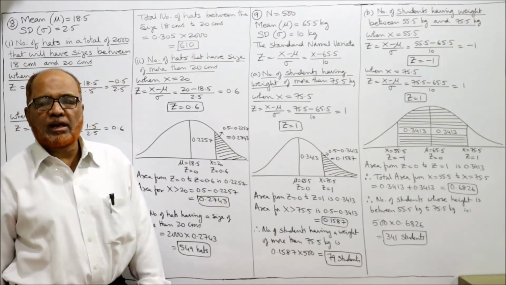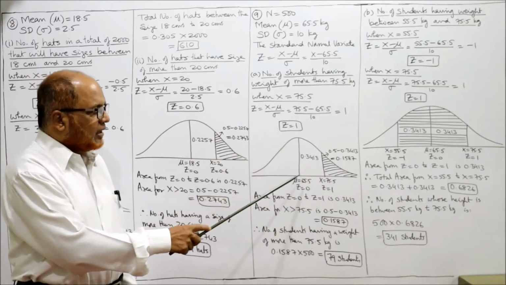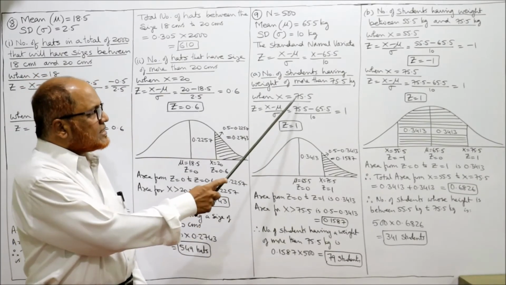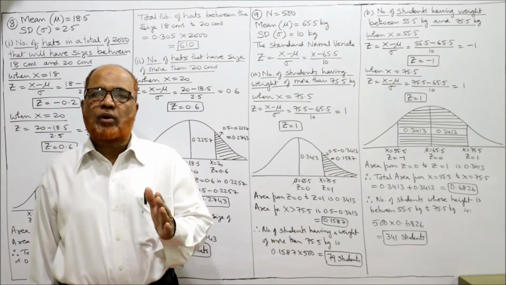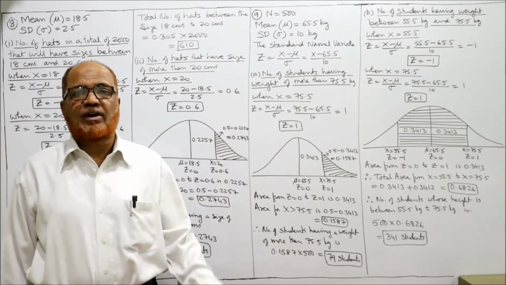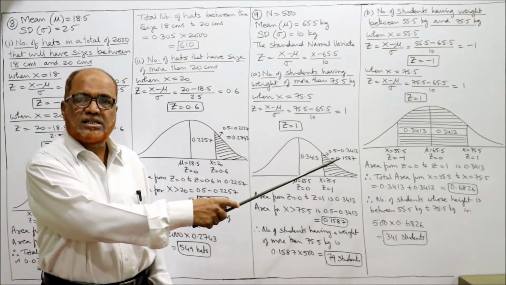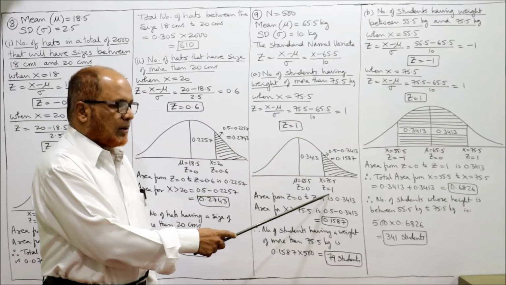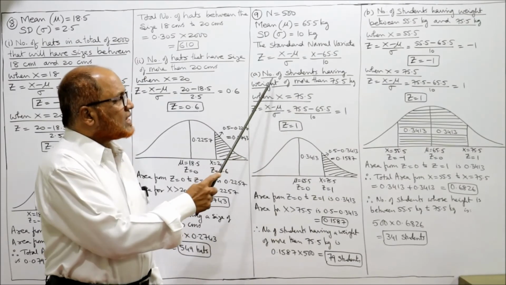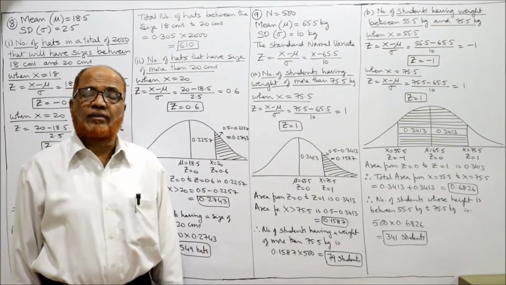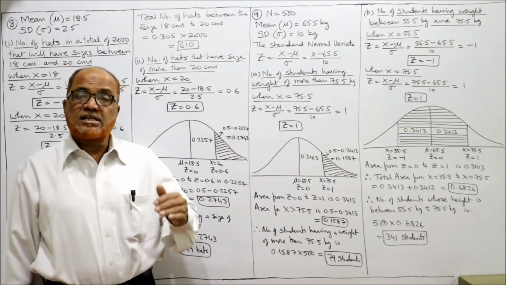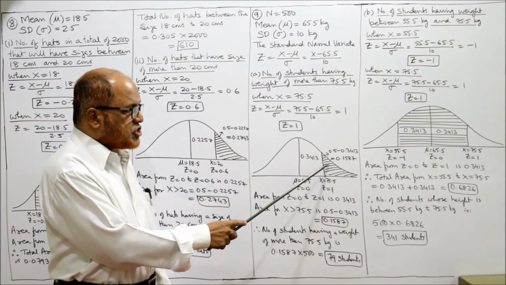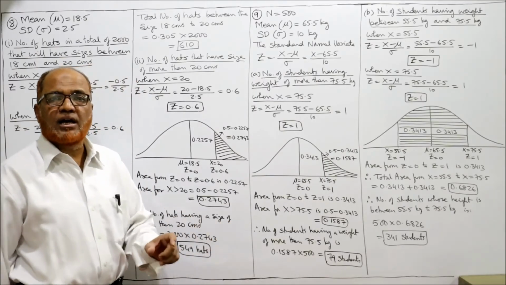Again we draw the normal curve. Center, mean, mu is equal to 65.5, z is equal to 0. Now x is 75.5. 75.5 is greater than 65.5, that's why I have taken it on the right hand side. X is equal to 75.5, z is equal to 1. We need the number of students having weight more than 75.5. It is not saying less than, it is more than 75.5. So the right side, this shaded area is our required area.